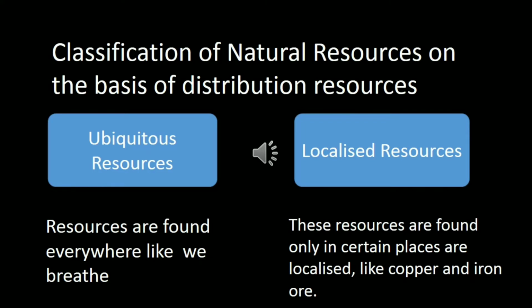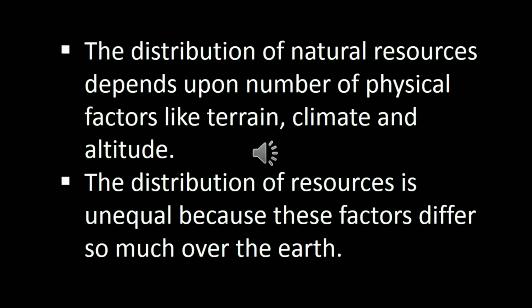Then we'll discuss how natural resources are distributed. The distribution of natural resources depends upon a number of physical factors like terrain, climate and altitude. Suppose at the height of a mountain you can find different types of minerals or resources; as per the climate there are resources. So the distribution depends on physical factors. The distribution of resources is unequal because these factors differ so much over the earth.